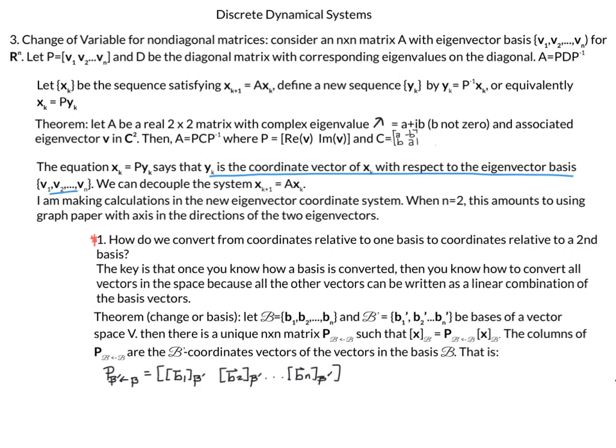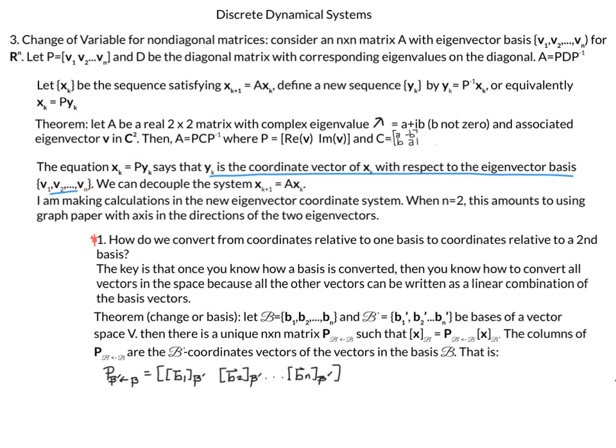And remember, when we talked about converting coordinates, we said the key is that once you know how a basis is converted, then you know how to convert all the vectors in the space, because all the other vectors are written as a linear combination of the basis vectors. So what we ended up doing is our change of basis matrix, P, was equal to our basis vectors in our new basis. So that's essentially what we're doing here. We're forming our matrix P based on our new eigenvector basis.